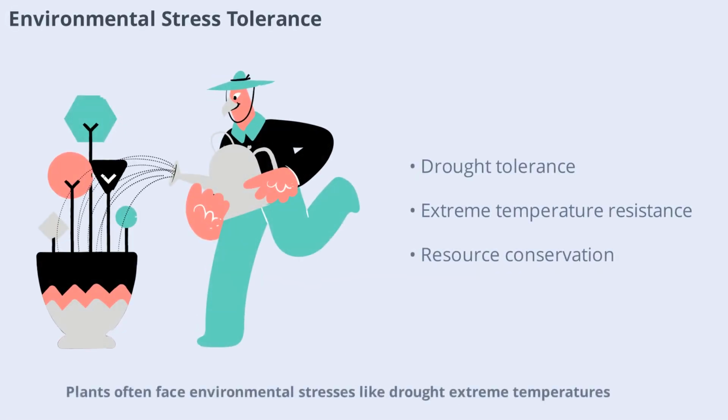Plants often face environmental stresses like drought, extreme temperatures, and poor soil conditions. Genetic engineering allows scientists to introduce genes that help plants survive and thrive under these challenging conditions. For example, drought-tolerant crops can grow with less water, making agriculture possible in arid regions. This not only helps farmers but also conserves valuable natural resources.